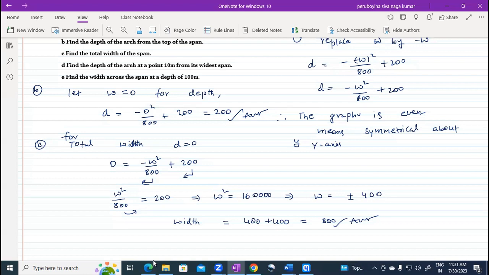And for the fourth question, find the depth of the arc at a point 10 meters from the widest span. Find the depth. D equal to question mark.